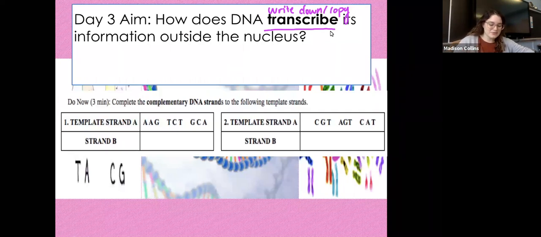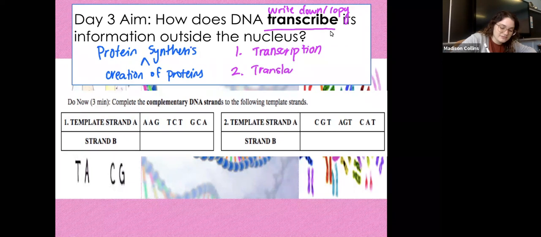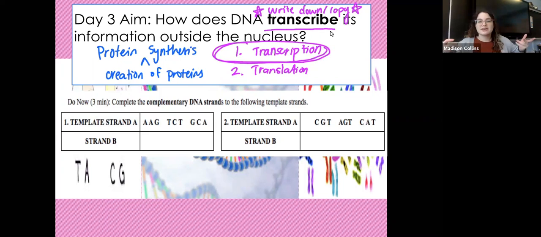This is the beginning of a process known as protein synthesis. If we break down that word, we're just talking about the creation of proteins. We're going to break that process down into 2 different steps. The first step is known as transcription, and the second step is known as translation. But today we're going to be focusing on step 1, transcription, how this DNA is written down or copied. But I'm getting ahead of myself.